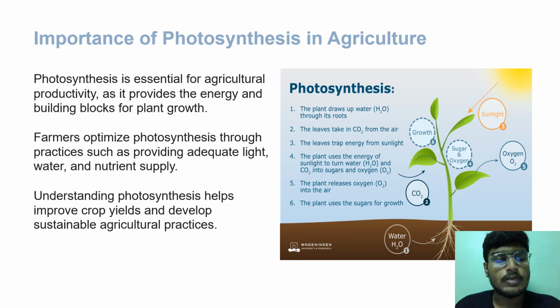And the next is importance of photosynthesis in agriculture. Photosynthesis is essential for agricultural productivity as it provides the energy and the building blocks for plant growth. Farmers optimize photosynthesis through practices such as providing adequate light, water, and nutrient supply. Understanding photosynthesis helps improve crop yields and develop sustainable agricultural practices.